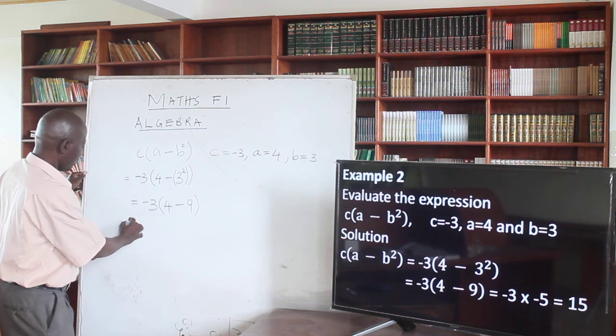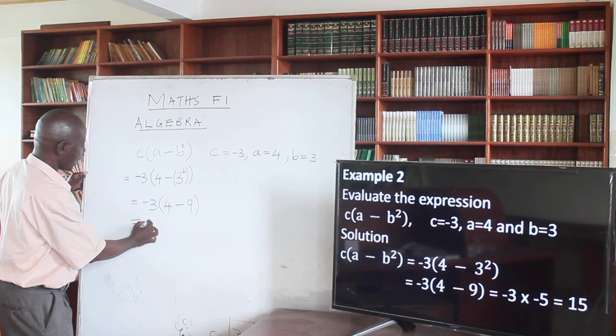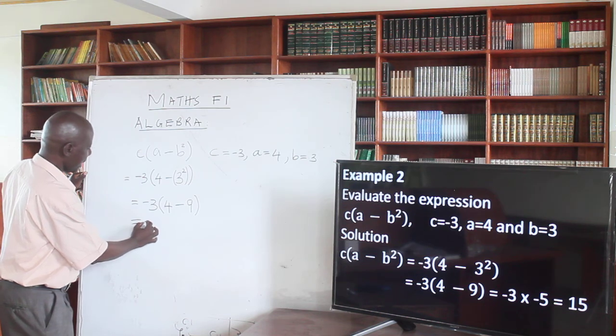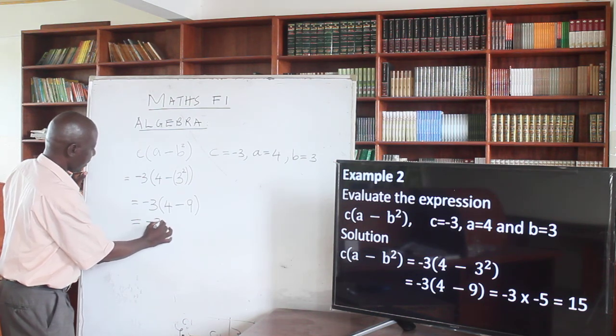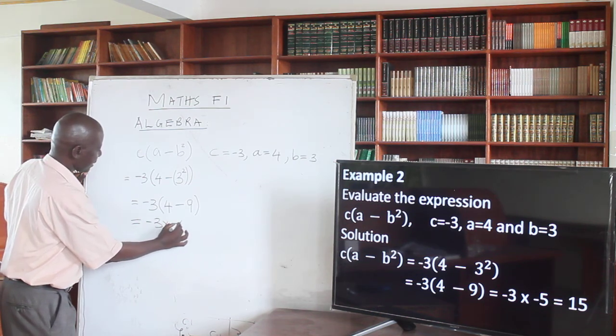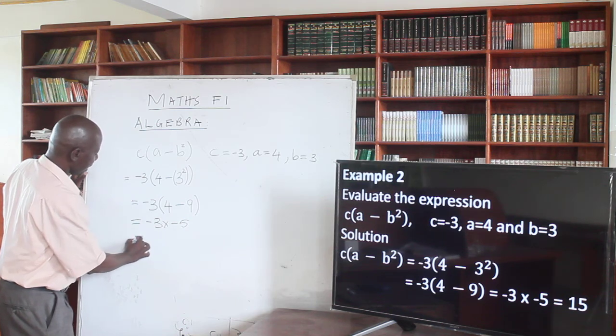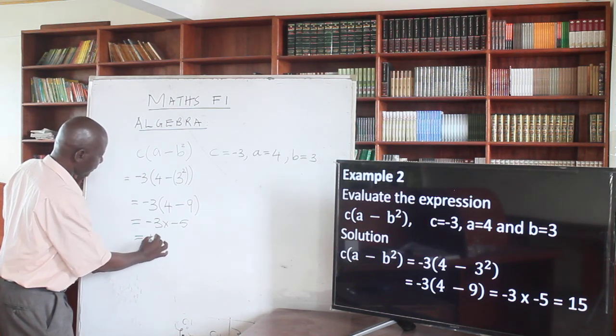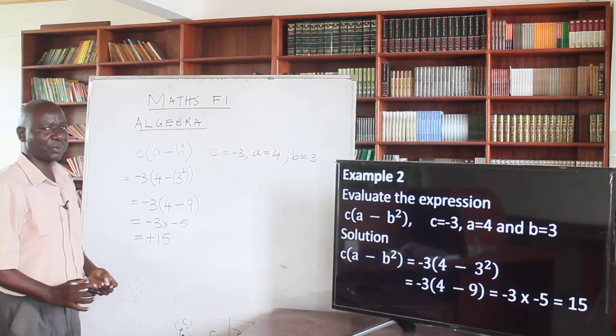And therefore, we simplify this as minus 3 multiplied by minus 5. You can see that our final answer will be plus 15, because minus times minus is positive.